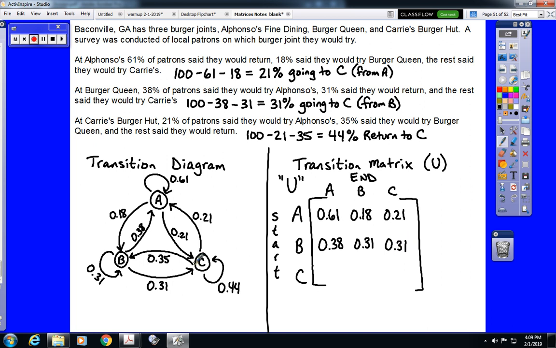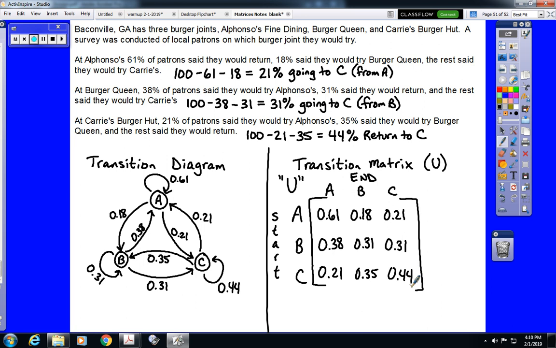For C, starting at C and ending at A is 0.21. Starting at C and ending at B is 0.35. And starting at C and ending at C is the 0.44.